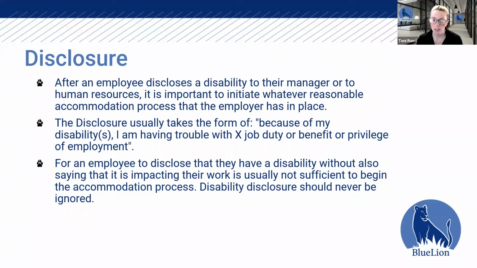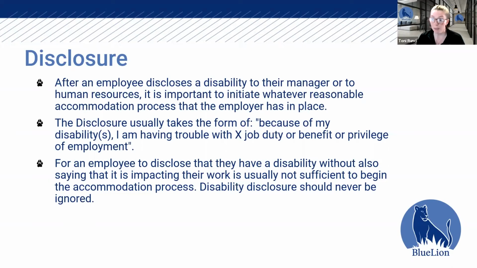So the disclosure, as an example, usually takes the form of, because of my disability, I'm having trouble with X, Y, and Z in my job function, or benefits, or whatever it may be for employment. I can't drive, or I can't go somewhere to hit the trainings, or the training is virtual. Whatever that might look like is usually a first conversation. For an employee to disclose that they have a disability without also saying that it's impacting their work is usually not sufficient to begin necessarily the accommodation process.